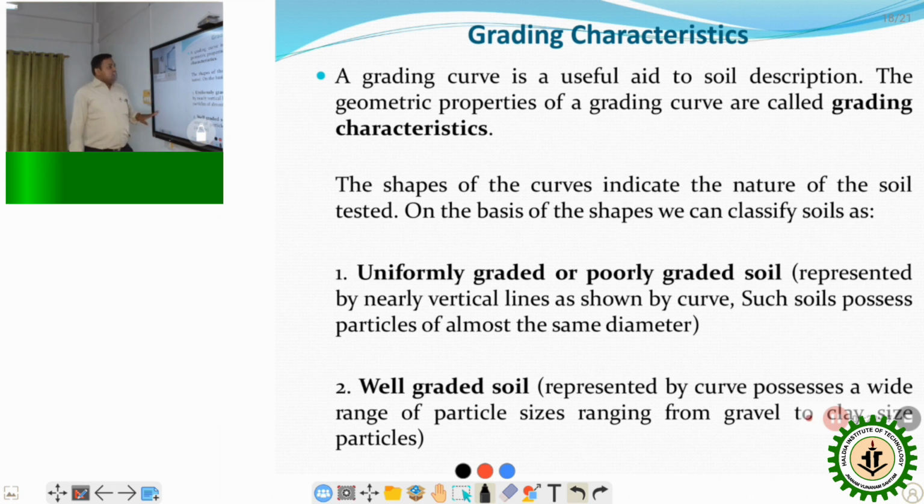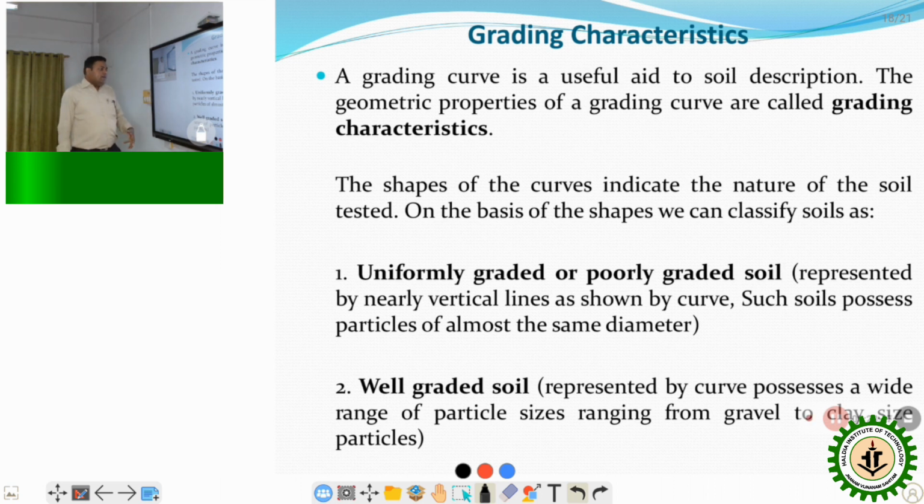The grading characteristics of the soil mass that we are getting from this GSD curve, from the shape or the nature of the curve, we can determine what is the type of soil or what grading it consists. The grading characteristics can be categorized in two ways. First one is the uniformly graded or poorly graded soil.